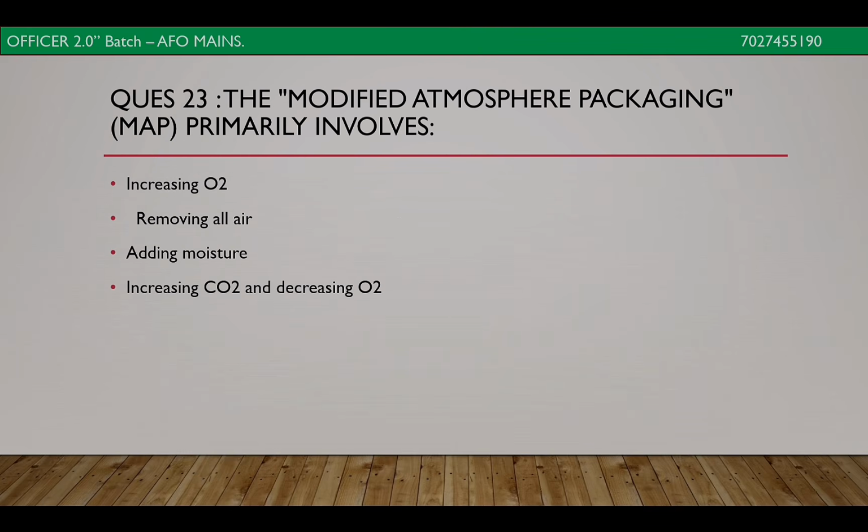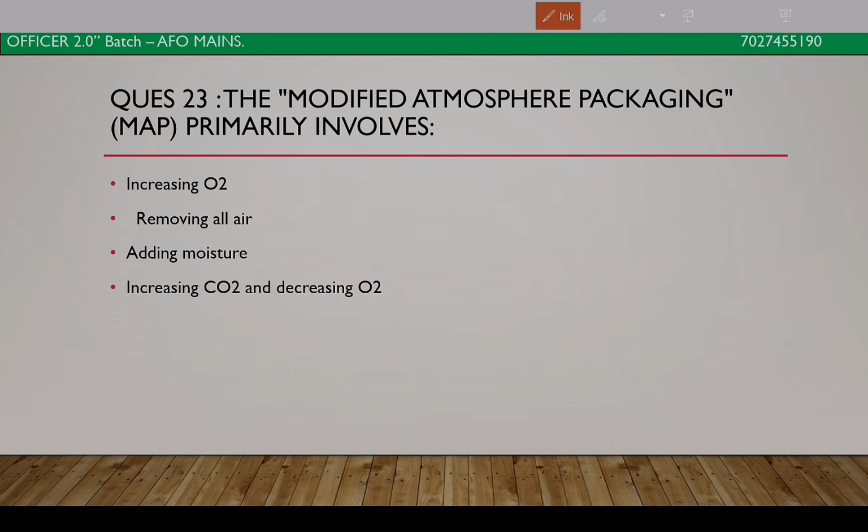The next question is, the modified atmosphere packing is primarily involved in what? Modified atmosphere means, for packaging to transfer fruits and vegetables over large distances, we have to modify the atmosphere so that the shelf life can be increased. In this case, we increase the concentration of carbon dioxide and decrease oxygen.